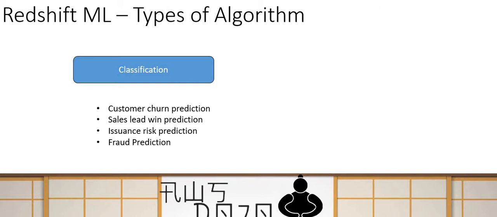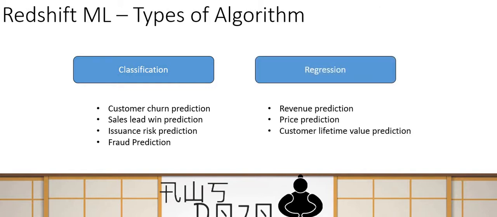The other type of algorithm it supports is regression algorithms. Examples of regression are: can you tell me my sales or revenue prediction for a certain time period or a date? Can you tell me what the price of the product will be in the future for a certain time period or a date? Can you tell me, based on the customer data, what is the lifetime value this customer is going to provide me? Predictions like that. So you can do both classification and regression types of algorithms with Redshift ML.